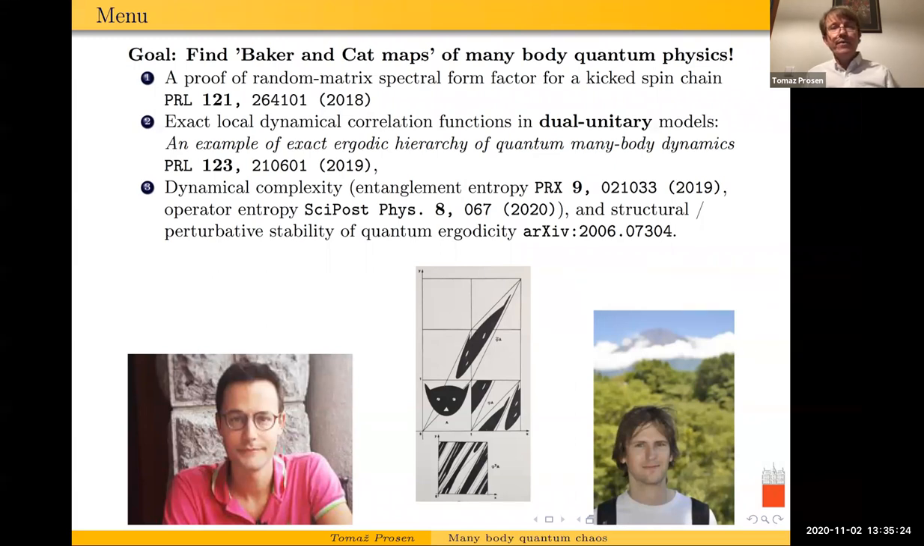And then in the following year, in the PRL of 2019, we tried to generalize this concept to define the so-called dual unitary models, a class of quantum circuits for which we can compute that stuff and much more. For example, we can compute essentially arbitrary space-time correlation functions and classify ergodic behaviors of these models according to some standard ergodic hierarchy, as I will try to explain during my talk.